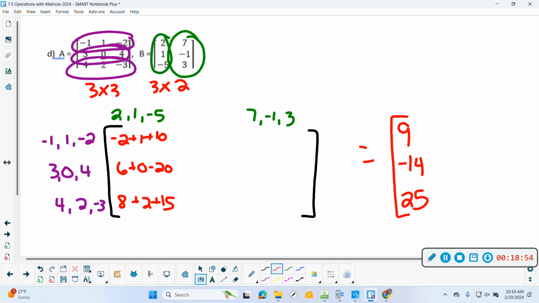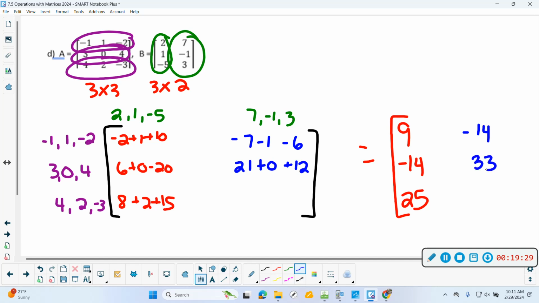Got it. So let's get our second column going. First numbers, negative 1 and 7. 1 and negative 1. Negative 2 and 3. Total, what do you got for that one? Negative 14. All right, here we go. 3 times 7. 0 times whatever. 4 times 3. What is 21 plus 12? 33.